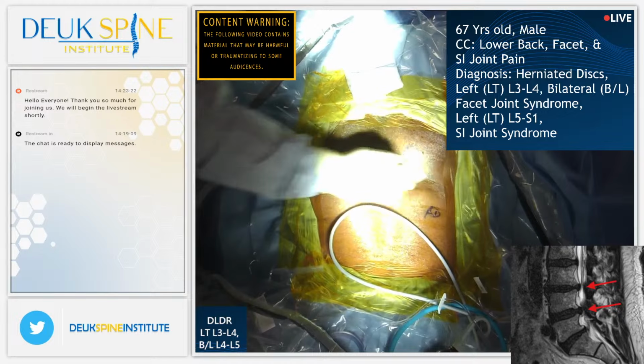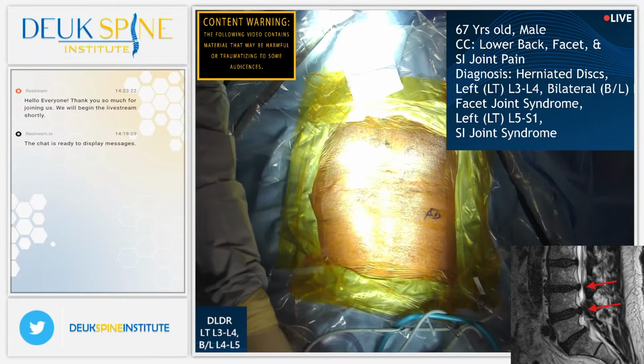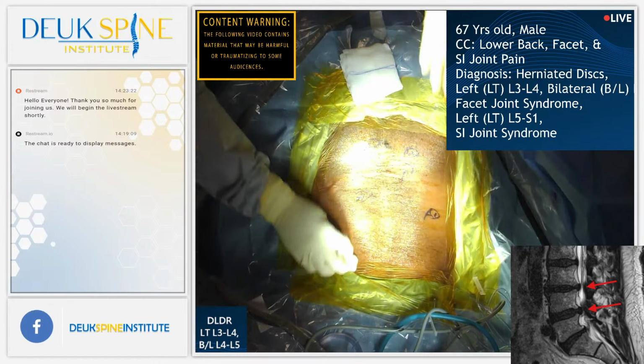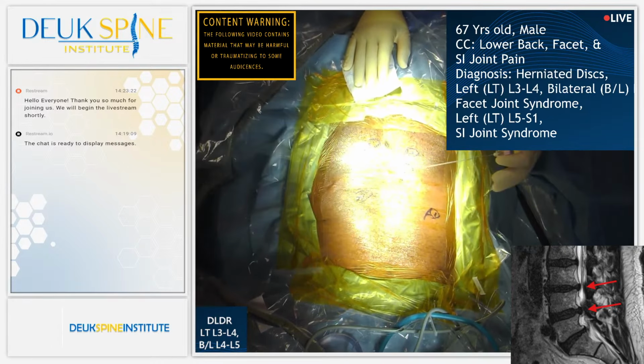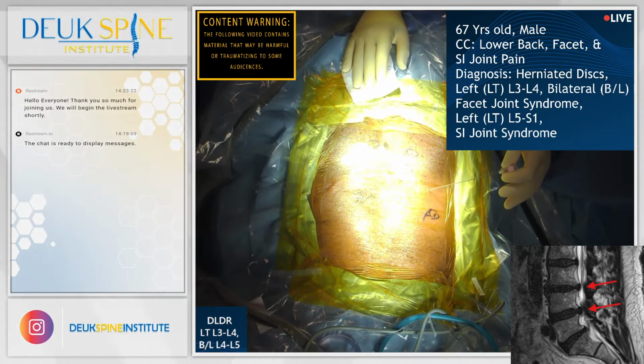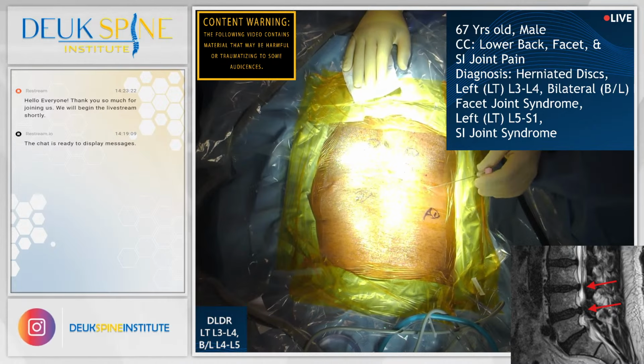And while I'm operating, I'll answer your questions. I'll talk to you and try to teach you. But to get started, while we're placing our needles, which is the first step of the surgery, Henry, why don't we share with the audience the 30 different causes of back pain.